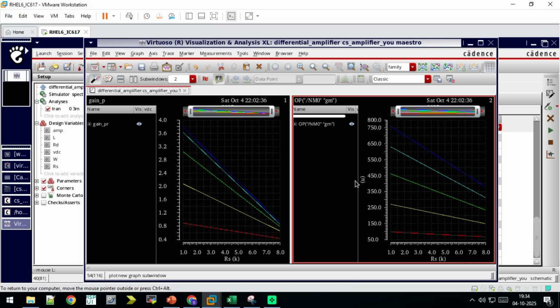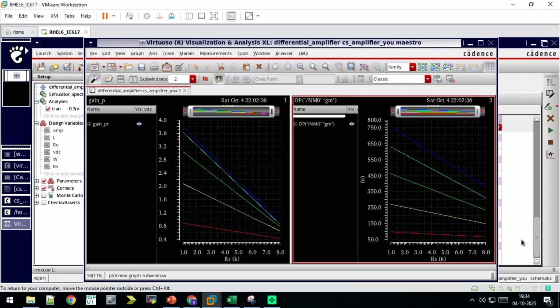So as we can see, this is the dependency. As we know, the V input is changed from 0.4 to 0.8, so the GM value is changed by this much. Whereas in the case of Rs equal to 8 kilo ohms, it is not changed by that much. There is not much fluctuation.